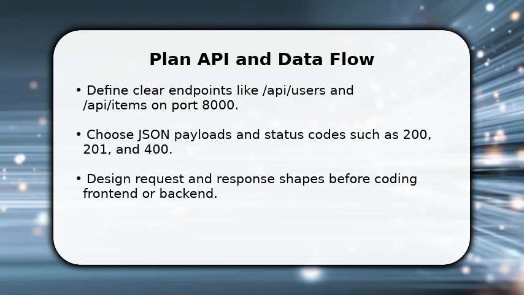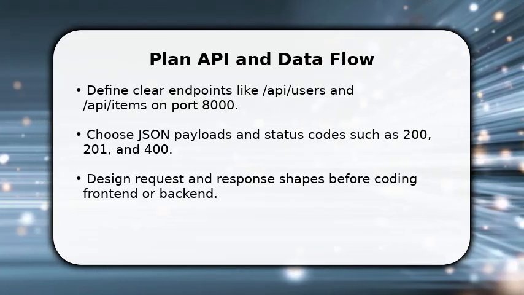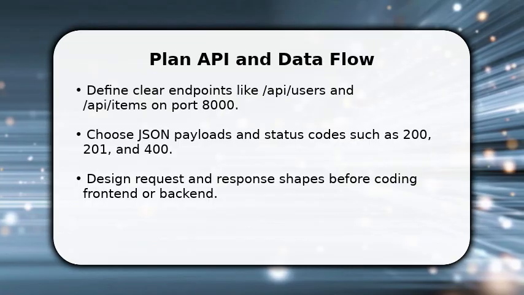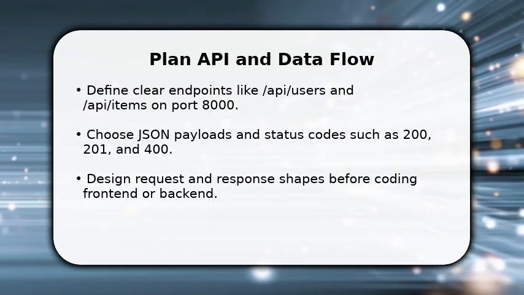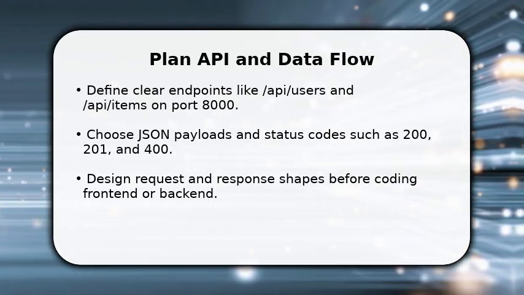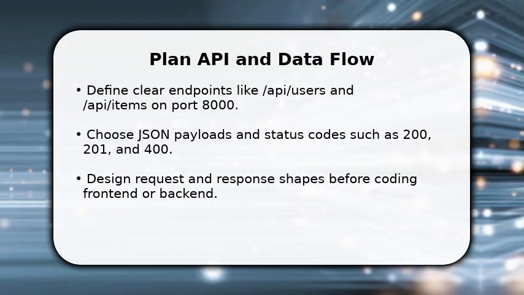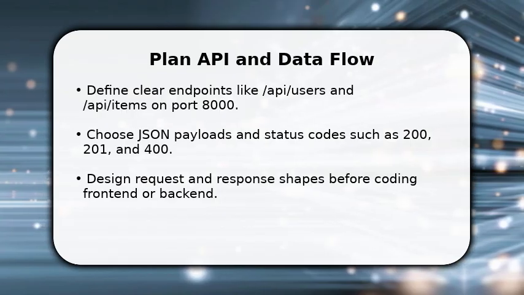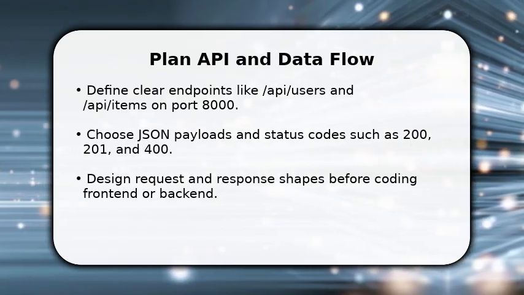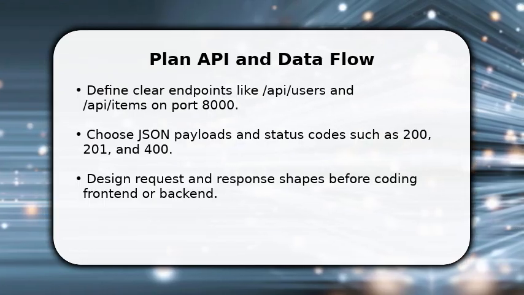Enjoy the video. Start by planning the API and the data flow between Frontend and Backend. Define clear endpoints such as /API/users and /API/items on port 8000 for development. Choose JSON payloads and use standard status codes like 200, 201, and 400 to signal outcomes.